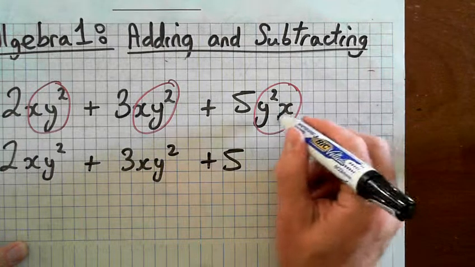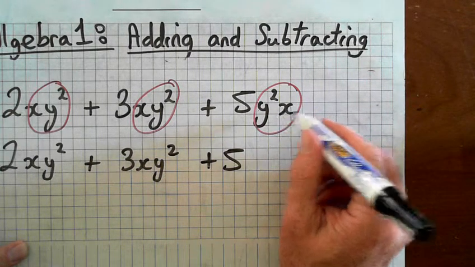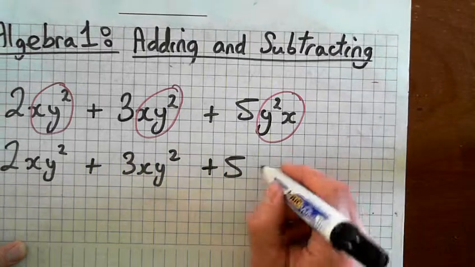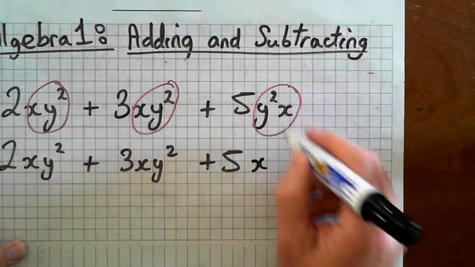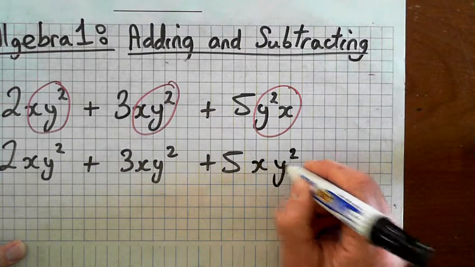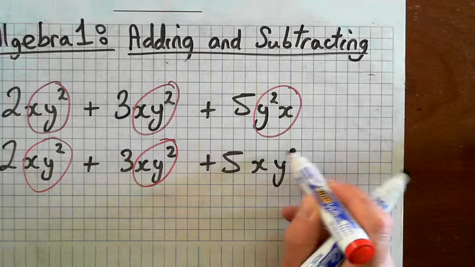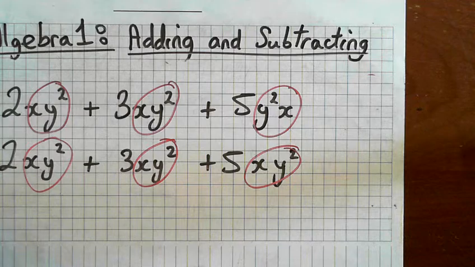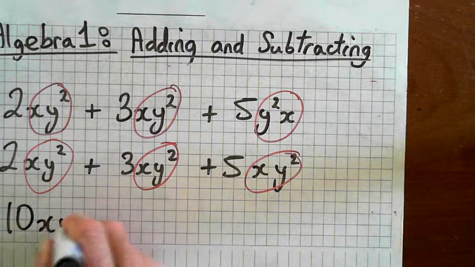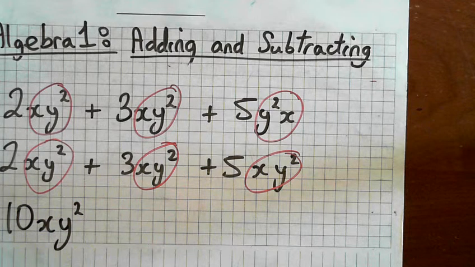Plus 5, how should I write this? How should that be written? x first, y squared. They're all the same object, aren't they? So how many of those objects are there? 10. There are 10 xy squareds.